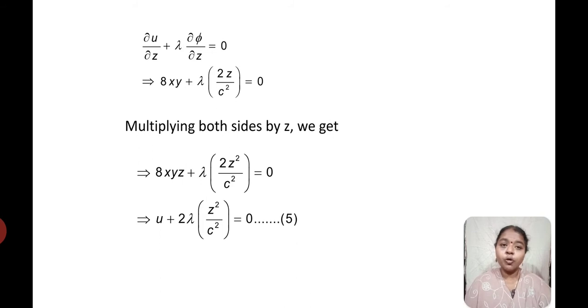Finally, dou u by dou z plus lambda into dou phi by dou z is equal to 0 gives me 8xy plus lambda into 2z by c square is equal to 0. We already have 8xy, so we need to multiply it by z so that I can use equation 1. So multiplying both sides by z, I would be getting 8xyz plus lambda into 2z square by c square is equal to 0. So this becomes u plus 2 lambda into z square by c square is equal to 0, which is our equation 5.